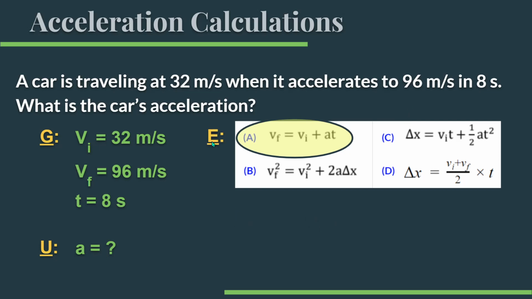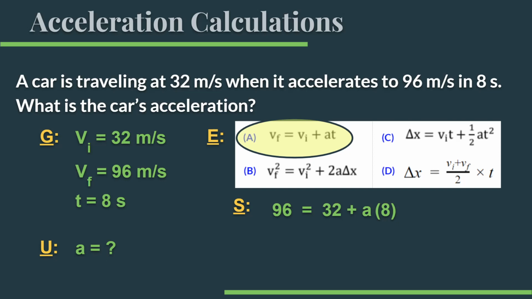So now I've done the first 3 steps of my GUESS method: my givens, my unknown, my equation. The next step is substitution. Substitute in your numbers: 96 equals 32 plus A times 8. Before you substitute in, you should double check your units to make sure that they match each other. Mine do. I have meters per second, and seconds, so I'm good. But you would want to double check those.